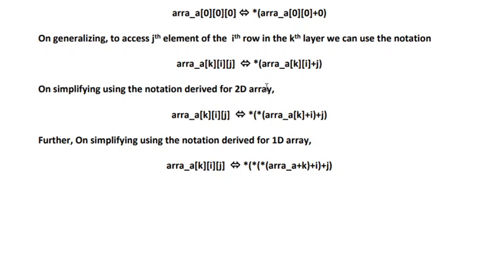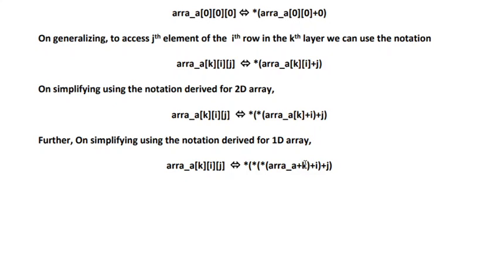You see, arr_a[k][i] can be replaced with *(arr_a[k] + i). On further simplifying using the notation derived from the one-dimensional array, arr_a[k] can be replaced with *(arr_a + k), right? Okay, now just see, this is the substitution. So eventually, arr_a[k][i][j] can be replaced with *(*(*(arr_a + k) + i) + j).